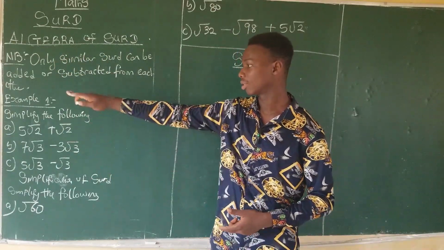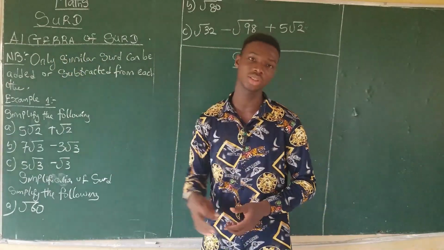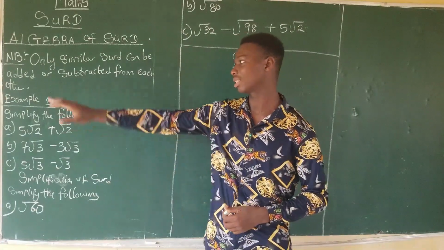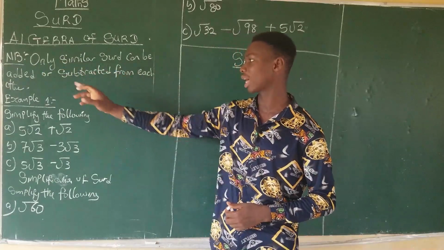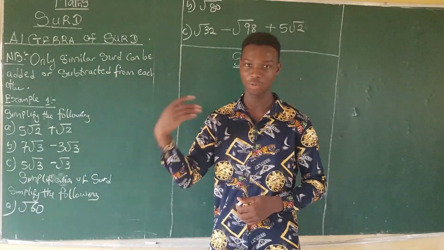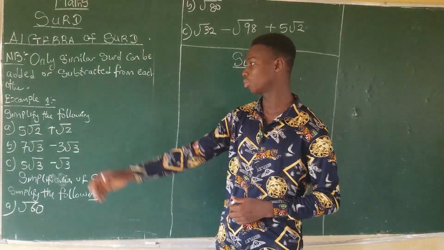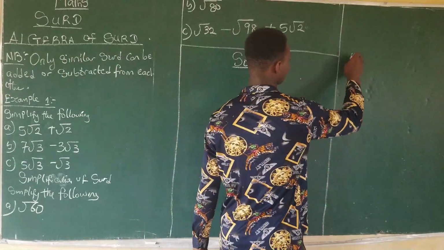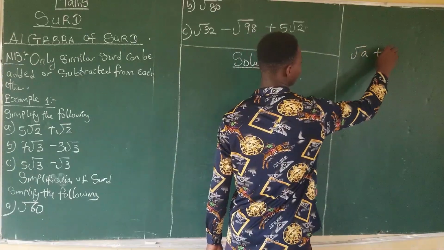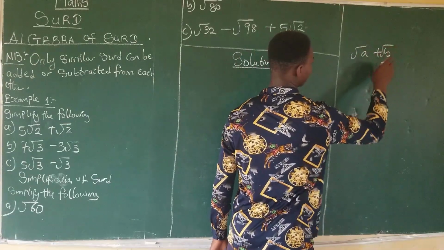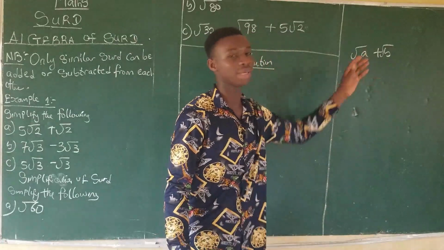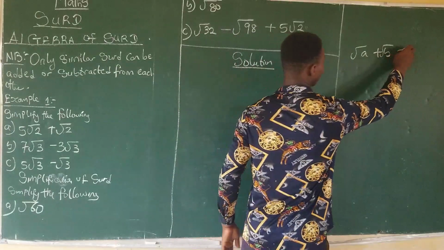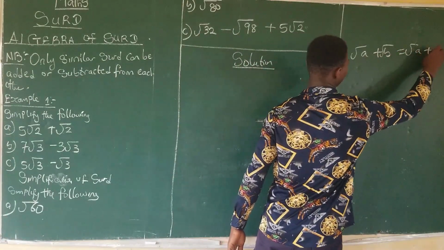Most times, whenever you are dealing with addition and subtraction in surd, it follows a particular principle which I state here: only similar surds can be added or subtracted from each other. Which means that whenever you have separate roots like root a and root b, this kind of root can never be added together. The best way to present this kind of root is to write it out as root a plus root b.